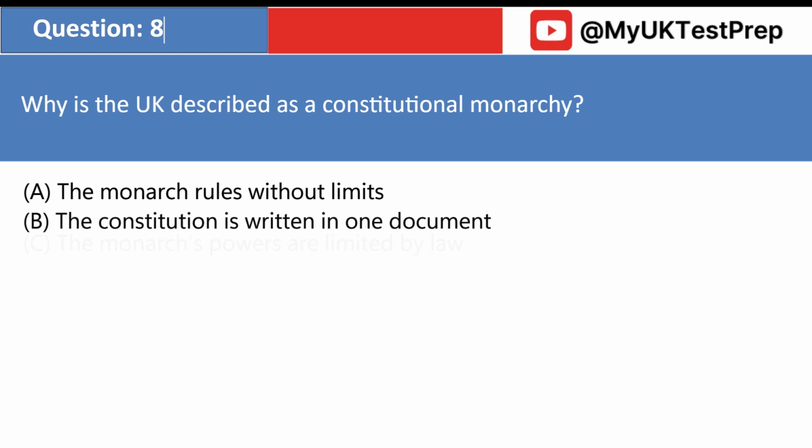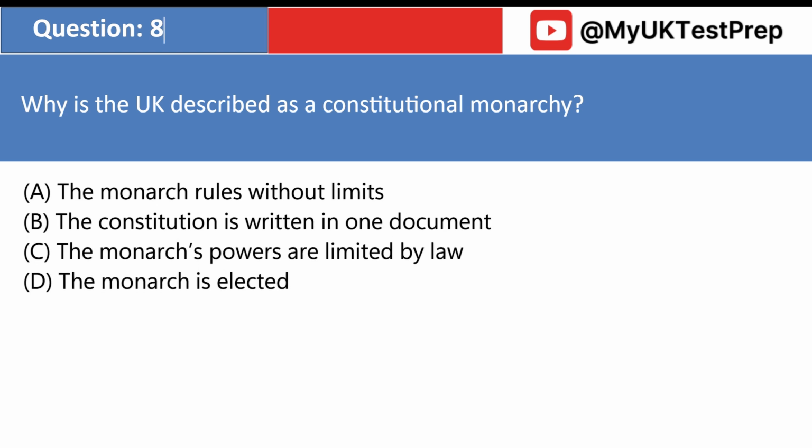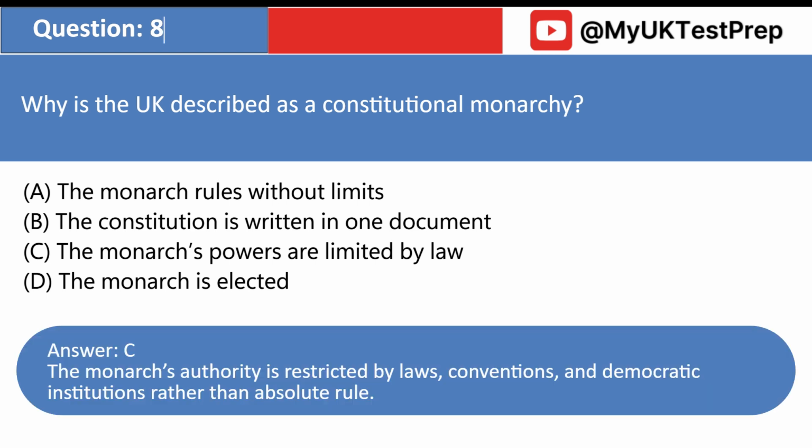Why is the UK described as a constitutional monarchy? A. The monarch rules without limits. B. The Constitution is written in one document. C. The monarch's powers are limited by law. D. The monarch is elected. Answer: C. The monarch's authority is restricted by laws, conventions, and democratic institutions rather than absolute rule.